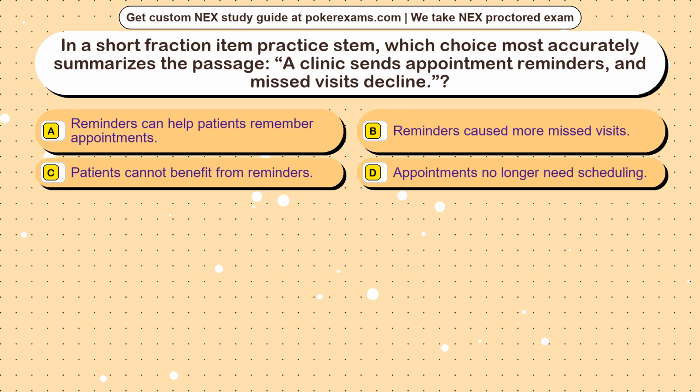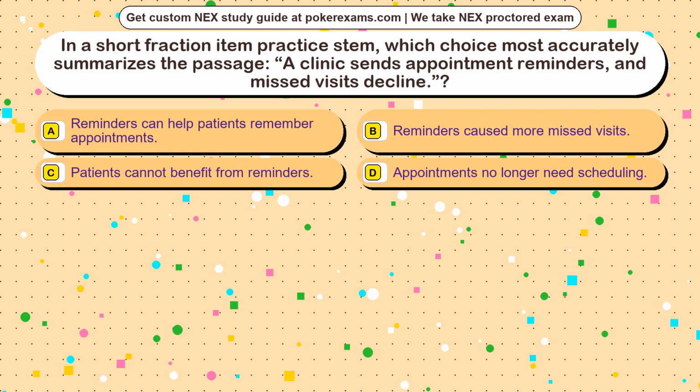Question 14. In a short fraction item practice stem, which choice most accurately summarizes the passage? A clinic sends appointment reminders, and missed visits decline. Option A, reminders can help patients remember appointments. Option B, reminders caused more missed visits. Option C, patients cannot benefit from reminders. Option D, appointments no longer need scheduling.